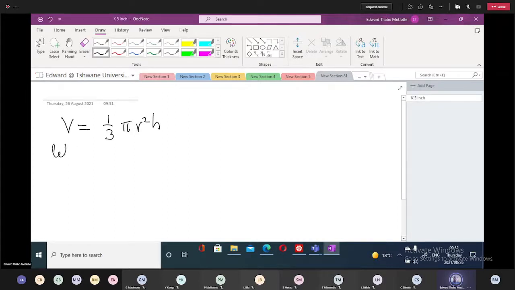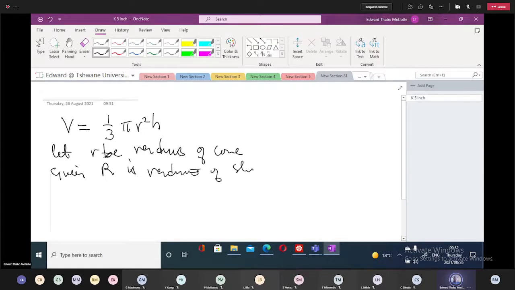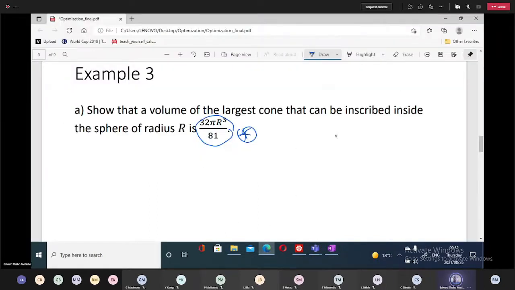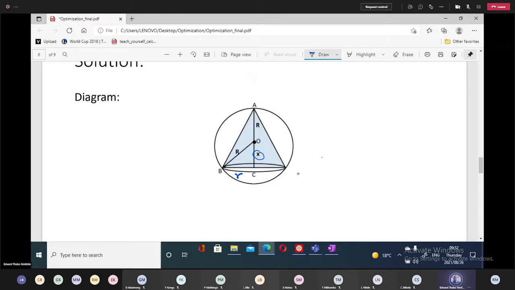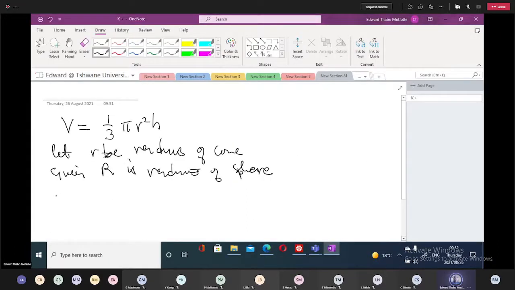Now we let, like I said on the previous, small r be the radius of the cone, and it is given that capital R is the radius of the sphere. I think I left out the center of the sphere. Now from the diagram here, you can clearly see that BC is equal to small r.